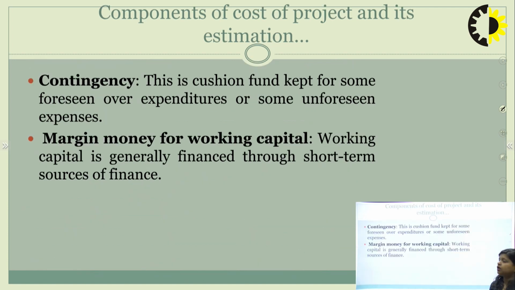Next is the term contingency. Maybe you heard this word earlier also, contingency. Contingency is the cushion fund. You keep it for some unforeseen expenses. It means some amount of money you keep in security.